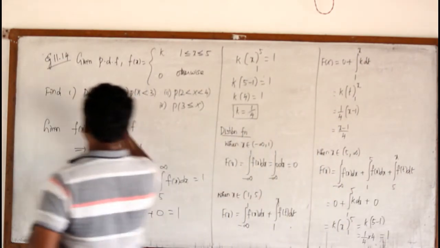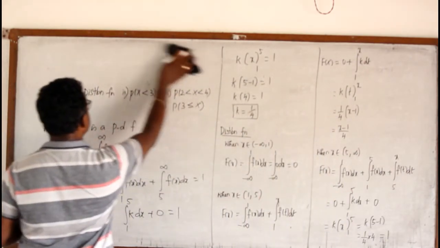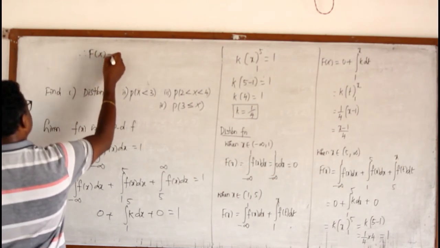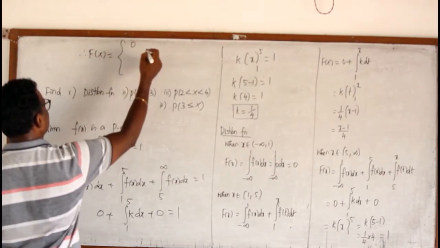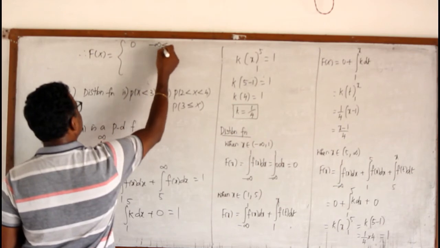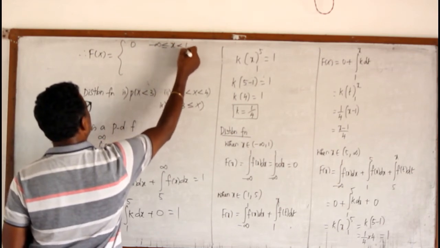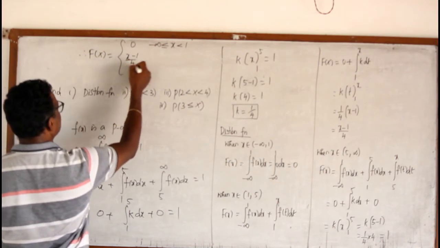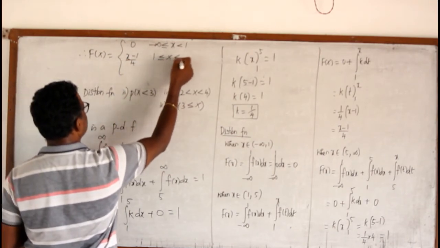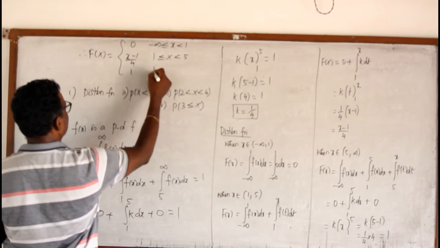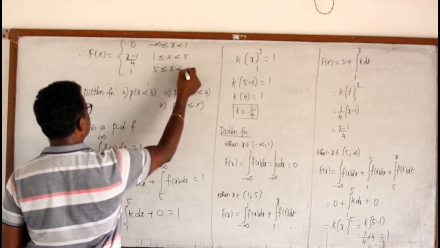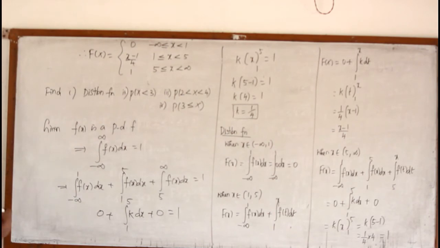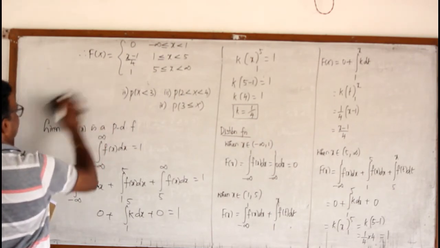So we can write capital F of x as 0 for minus infinity less than or equal to x less than 1. For 1 less than or equal to x less than 5 it is (x minus 1) by 4, and 1 for 5 less than or equal to x less than infinity. You can write small x itself. So this is the distribution function.